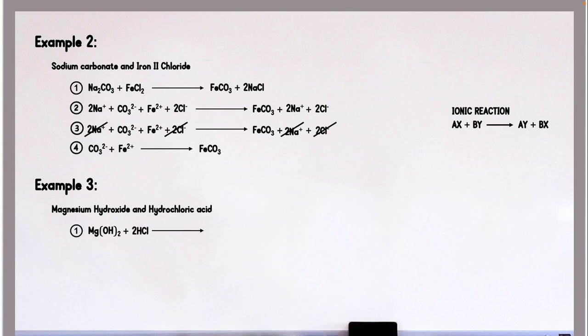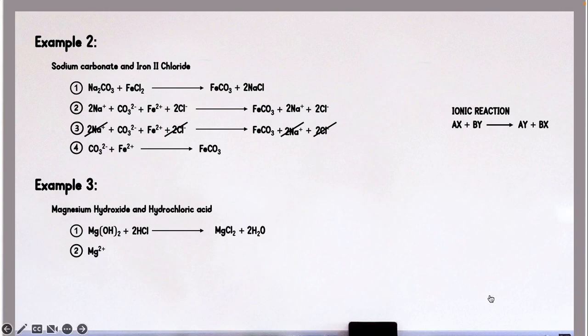And we just follow the same formula. A, X, B, Y. Remember, this is A, this is X, this is B, and this is Y. So magnesium with chlorine, so we have magnesium chloride. And hydroxide with hydrogen, so we have water. Okay? So the next step is to find the respective ions.